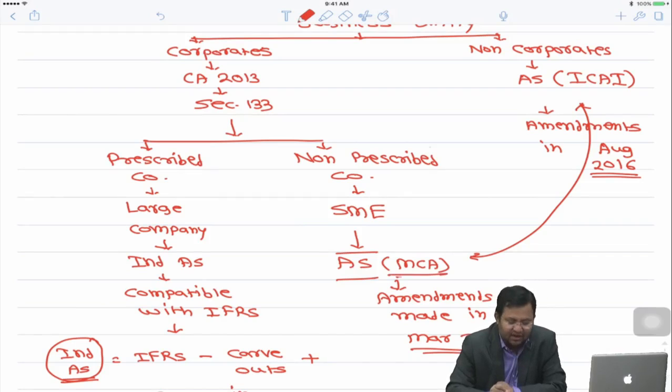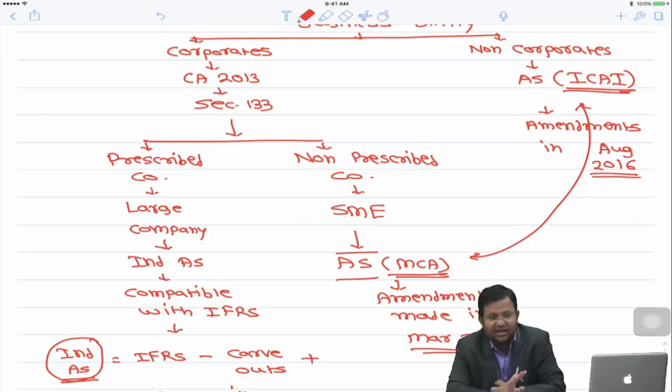Now, accounting standard of MCA and accounting standard of ICAI, differences are minor. Differences are cosmetic. They are not major differences because both are aimed at small and medium scale enterprises primarily. They are not aimed at global companies. They are not aimed at large business houses. They are aimed at SME sector. So that's why the majority of the things are similar.